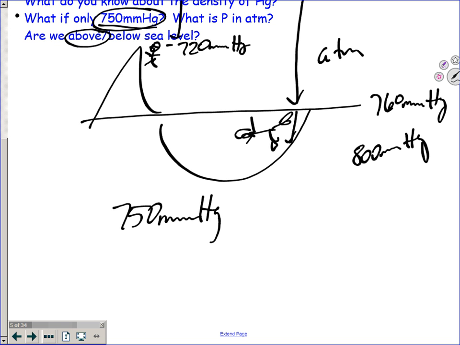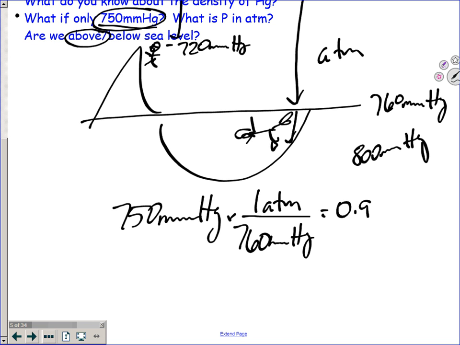What's your conversion factor? 760 millimeters of mercury is equivalent to 1 atmosphere. So let's just guess and then calculate. Point what? 0.9 and some change. What is it in terms of actual calculation? 0.986 atmospheres. Okay, I may not have rounded correctly.